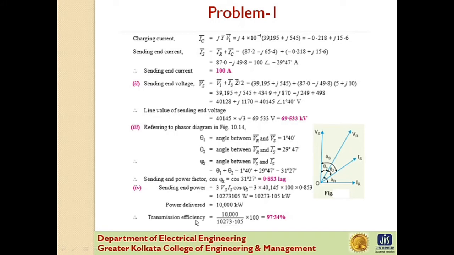So transmission efficiency is output power, that is power delivered, divided by input power, that is sending end power, into 100. Putting the values of power delivered and sending end power, we get the transmission efficiency as 97.34%.